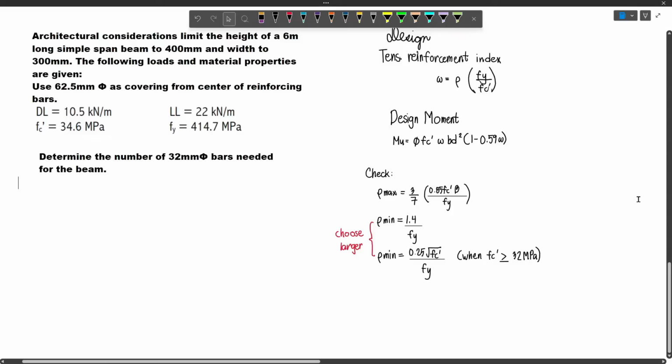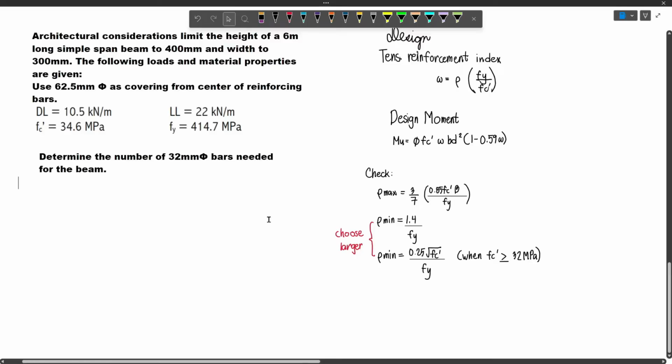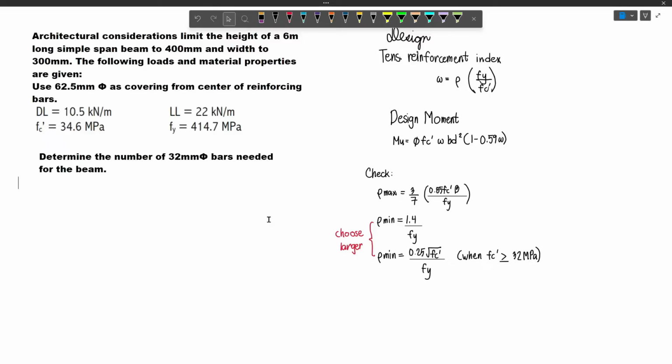Sa atong video karon, kay naka-skip man ta sa design of singly reinforced beams, atong i-tackle karon. So we have this problem from katong mga practice problems ninyo sa RC design. Mao ni siya: architectural considerations limit the height of a 6 m long simple span beam to 400 mm and width to 300 mm. The following loads and material properties are given.